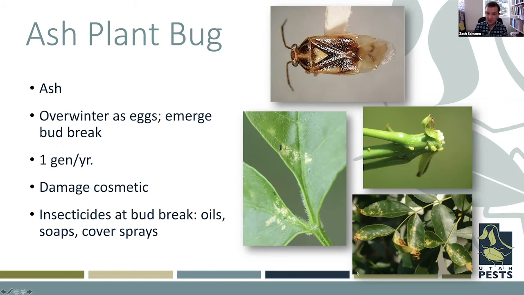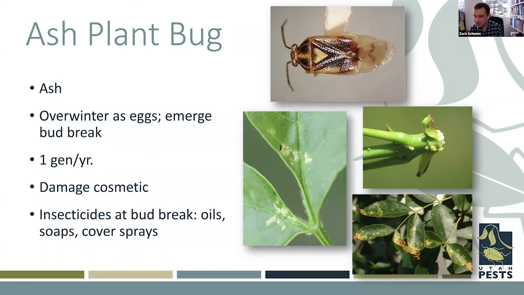I'll just mention quickly, this is a type of true bug that has a piercing and sucking mouth part. And often true bugs are easier to manage when they're in the nymphal stage, right? So we have these really small green ones right here. Typically, if it's the nymphal stage, that's when you want to manage. So if you do use an insecticide, use it at bud break when those nymphs are present. You can also use oils, insecticidal soaps, and cover sprays as well.